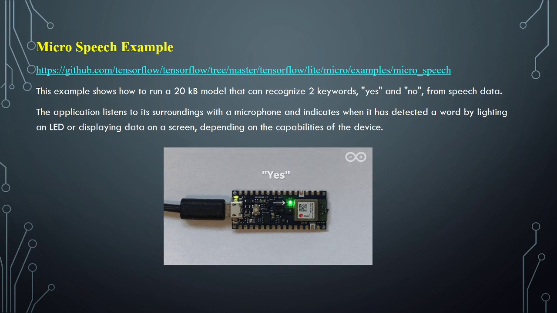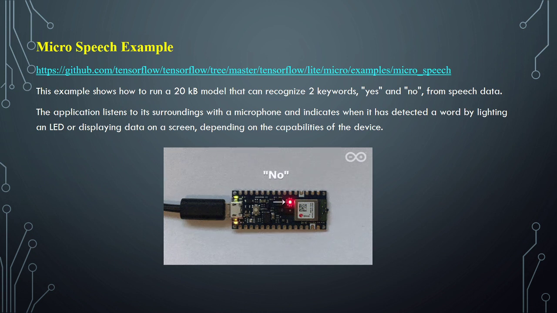The best way to understand these concepts is to dive into specific examples. Like this one, this actually comes from the TensorFlow Lite GitHub repository. The example is micro-speech example, and this microcontroller process a machine learning model at only 20 kilobytes in size. It's very impressive, very small size. It recognizes two keywords, yes and no. As we can see, whenever the microcontroller identifies the word yes, the light goes green, and when it identifies the word no, the light goes red.